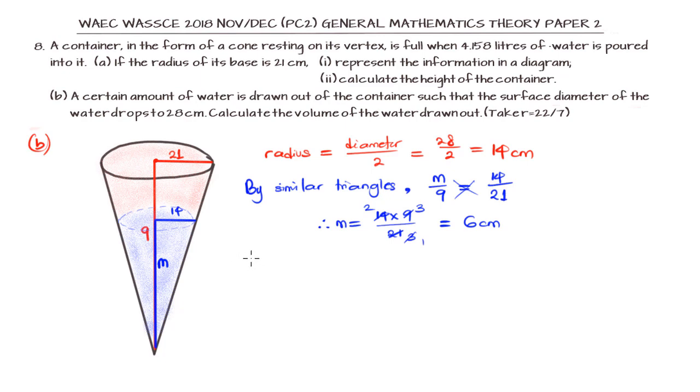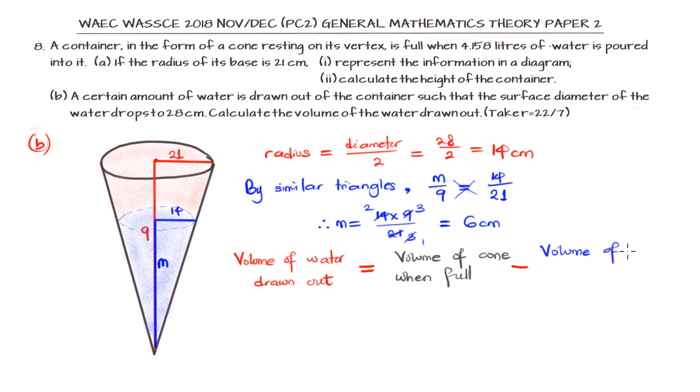We can get it by subtracting the remaining amount in the conical container from the total amount of water when the container was full. So the volume of water drawn out will be equal to the volume of the container when it was full, which was given as 4.158 liters, minus the remaining volume of water in the container now, that is being denoted with radius 14 and height m. So that will be the volume of the cone when full minus the volume of the remaining water.